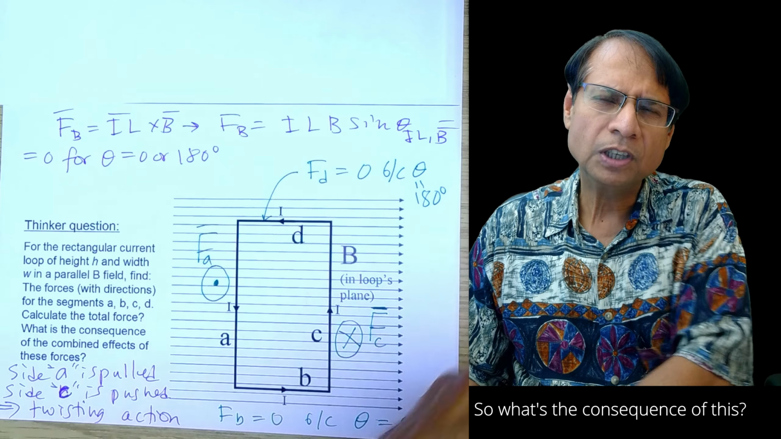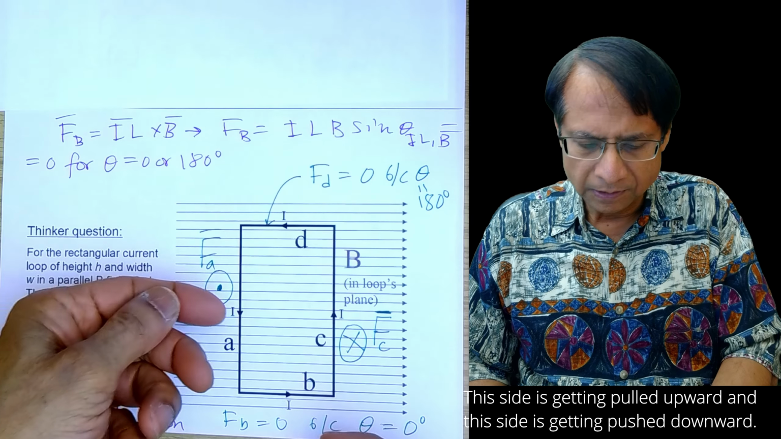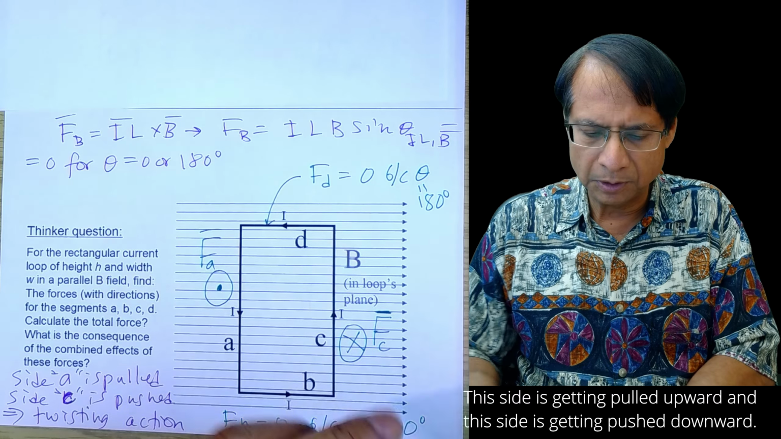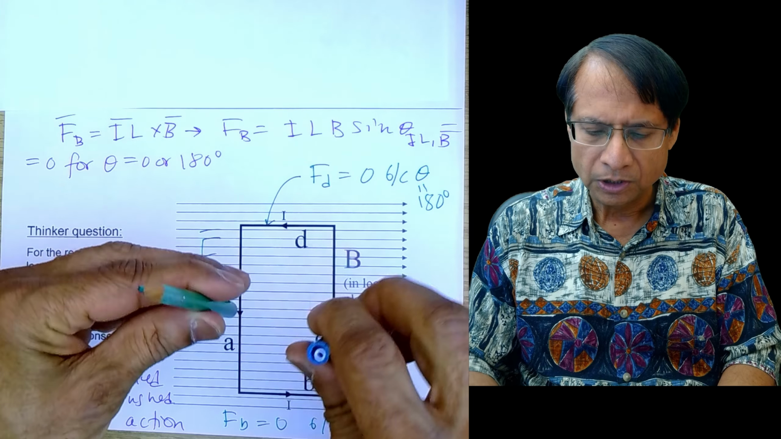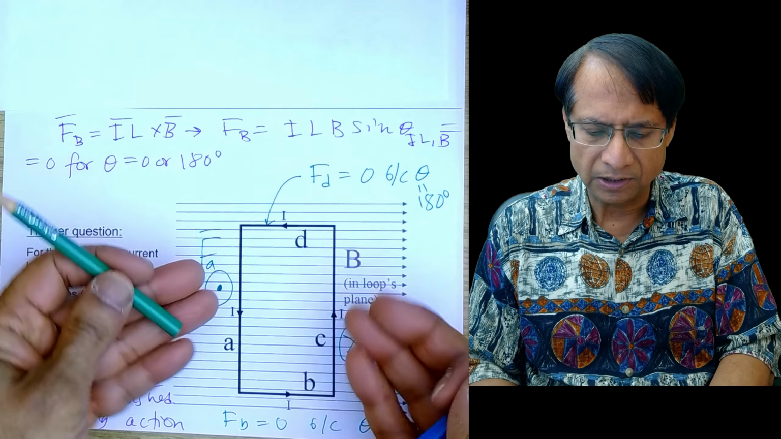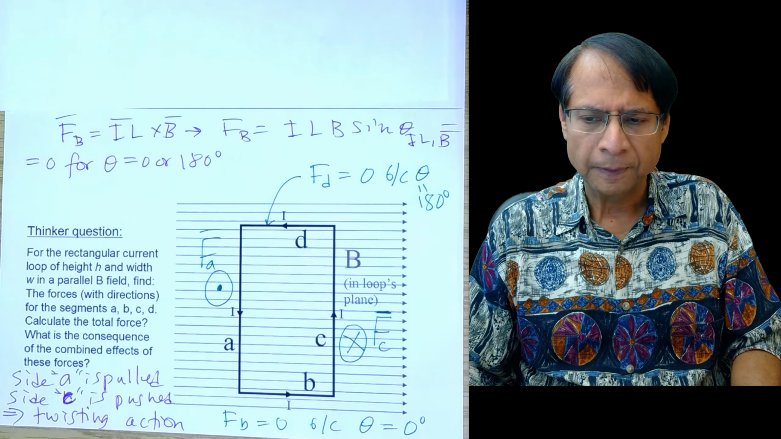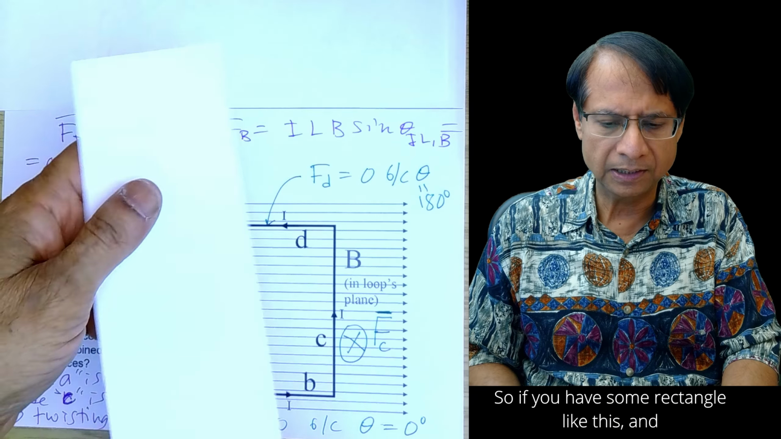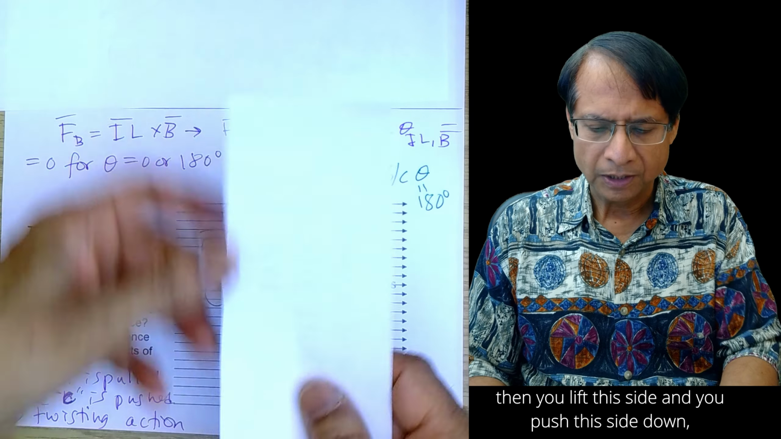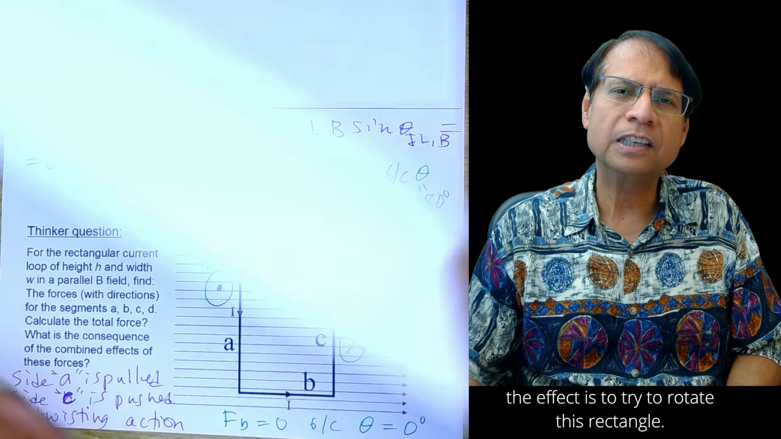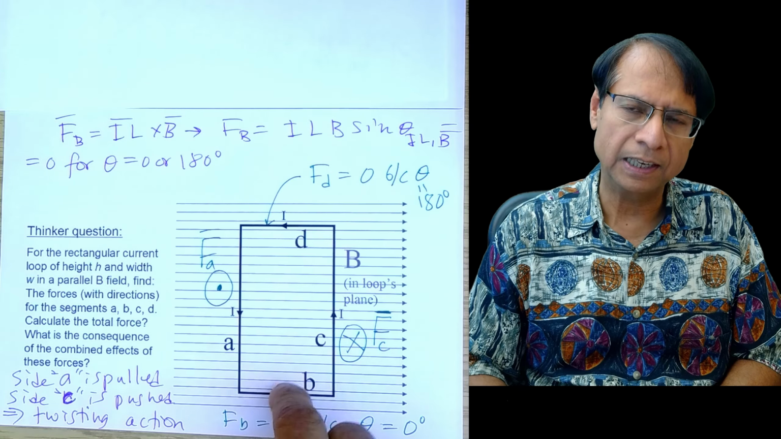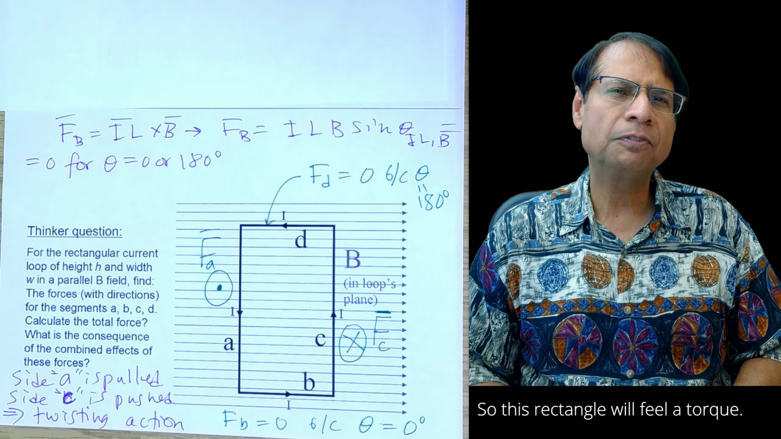So what's the consequence of this? This side is getting pulled upward, and this side is getting pushed downward. So there's going to be a twisting action. You're lifting this and you're pushing that. So if you have some rectangle like this, and you lift this side and push this side down, the effect is to try to rotate this rectangle. So this rectangle will feel a torque.